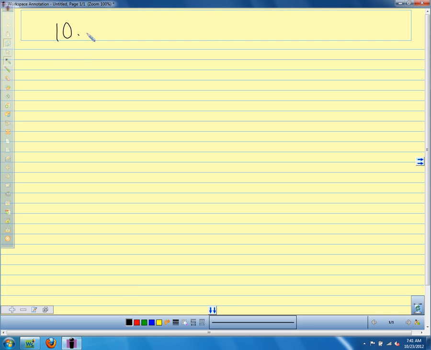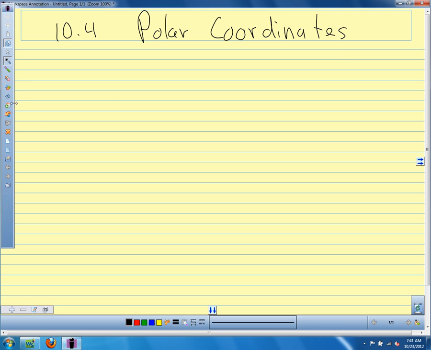So we're in section 10.4, and we're going to talk about polar coordinates. Now, the first part of this is probably going to be review. It's stuff that you've seen in several different contexts, and then hopefully what I plan to do is take it maybe a little further than you've done before. So let's just define what we mean by polar coordinates.